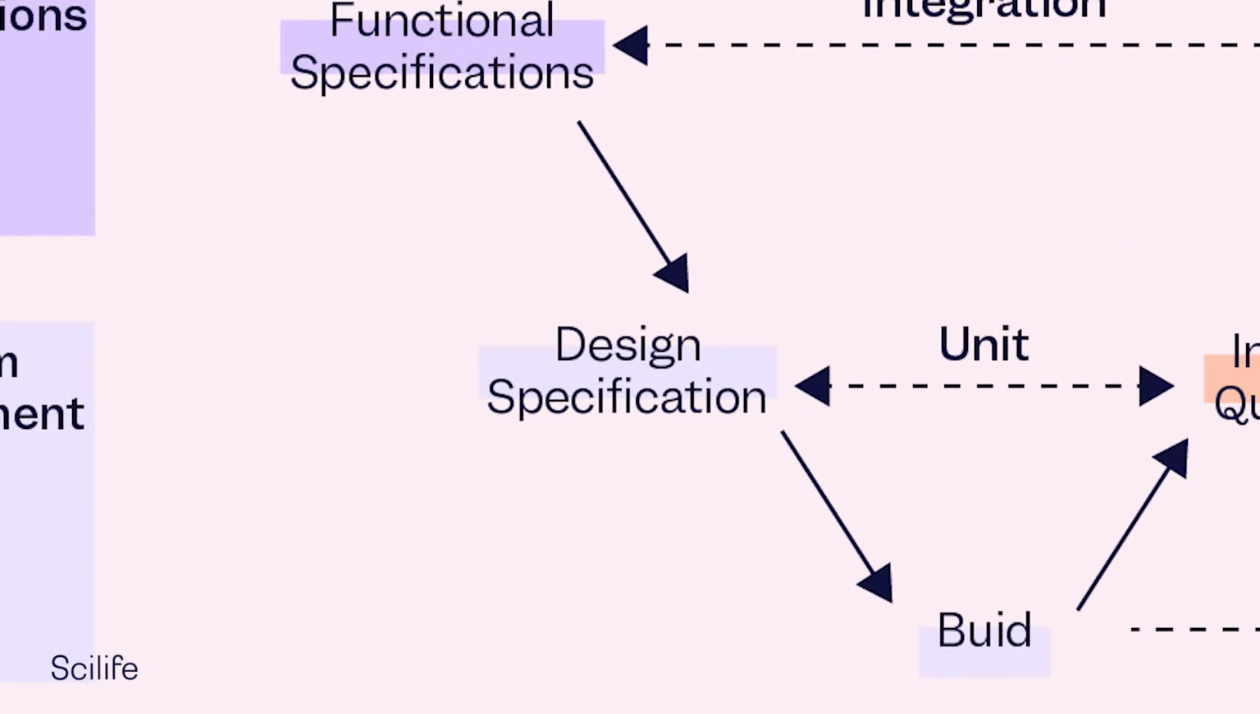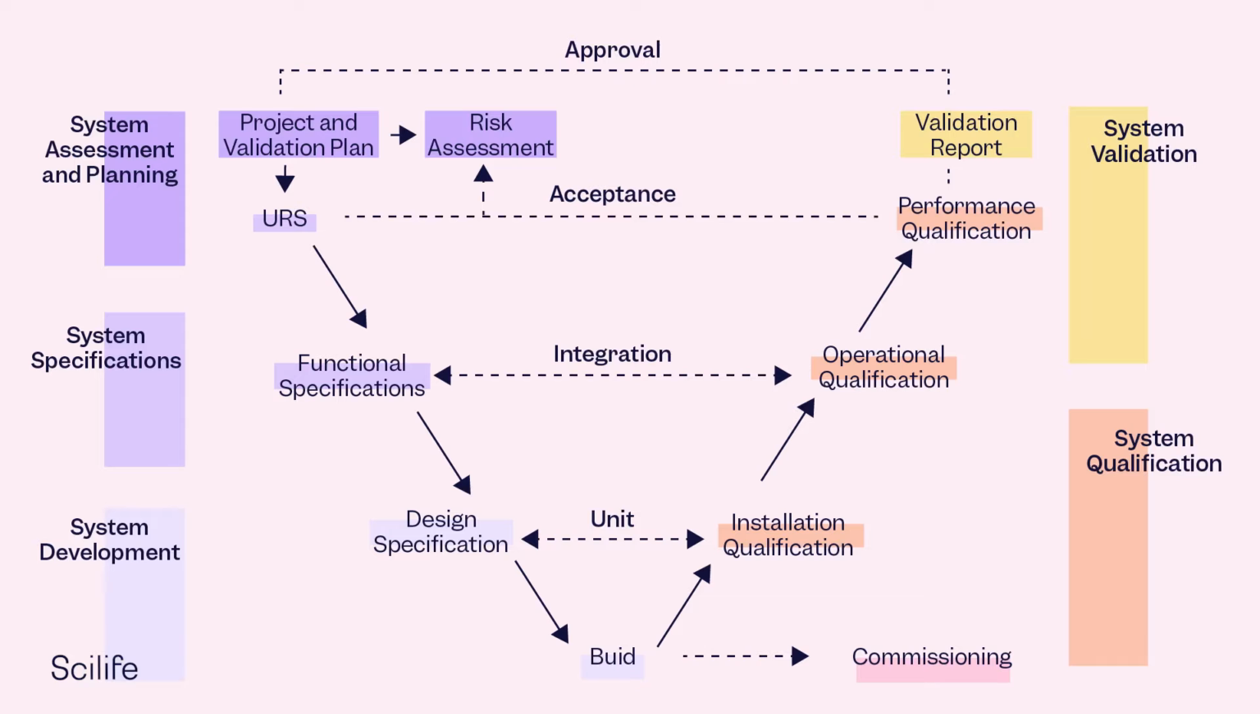Design specifications describe what the system, equipment, or facility should do and how it should do it, in line with the URS and the functional specifications. Design specifications are prepared by the supplier or implementer.